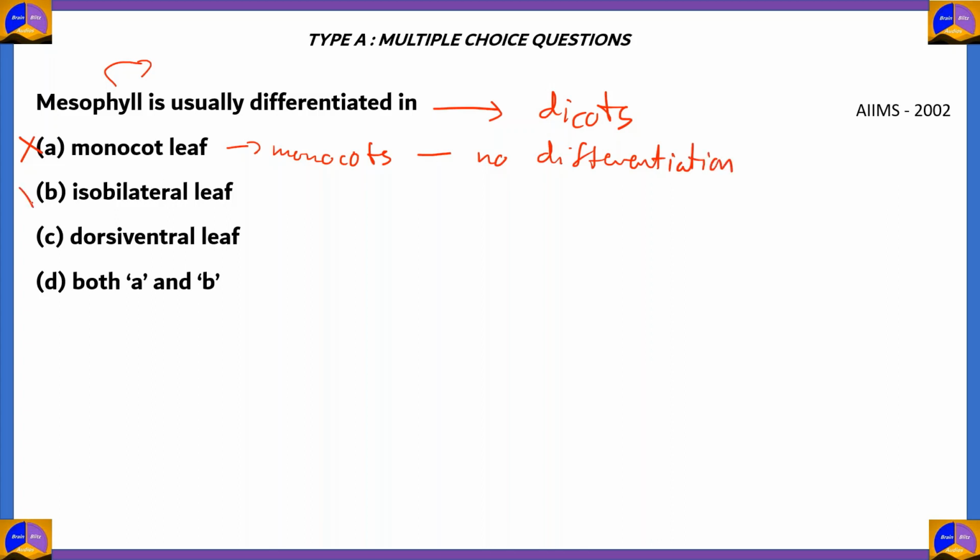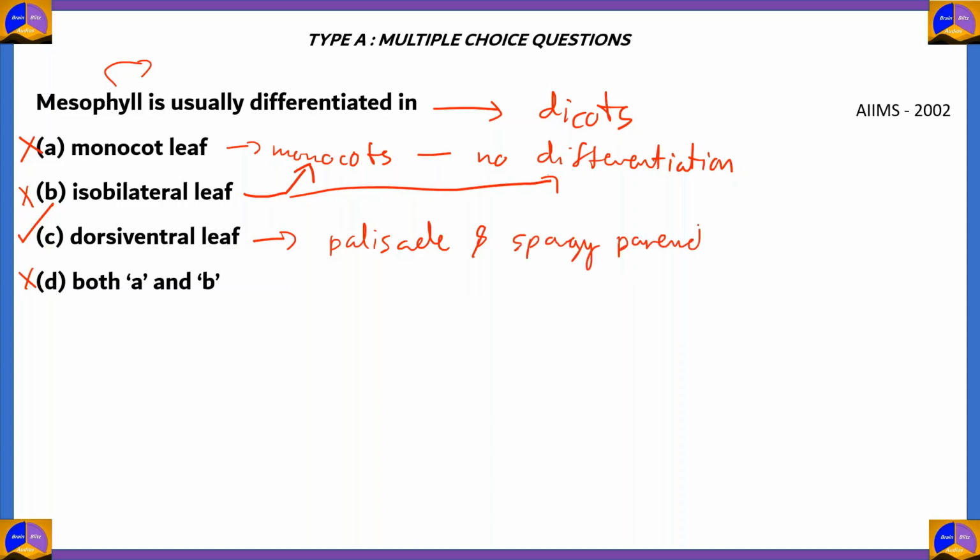Option B, isobilateral leaf, is also incorrect because isobilateral leaf is found in monocots and has no differentiation. And since option A and B are incorrect, option D, both A and B, will outrightly be incorrect. So the right answer is option C, dorsiventral leaf. Now, dorsiventral leaf has palisade and spongy parenchyma at different ends. And so that's why it's known as dorsiventral.